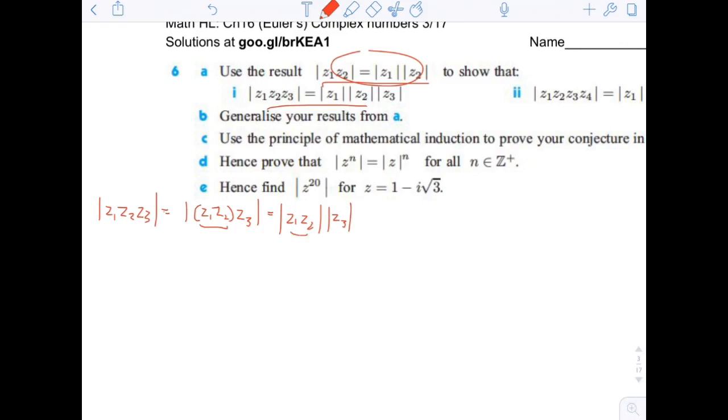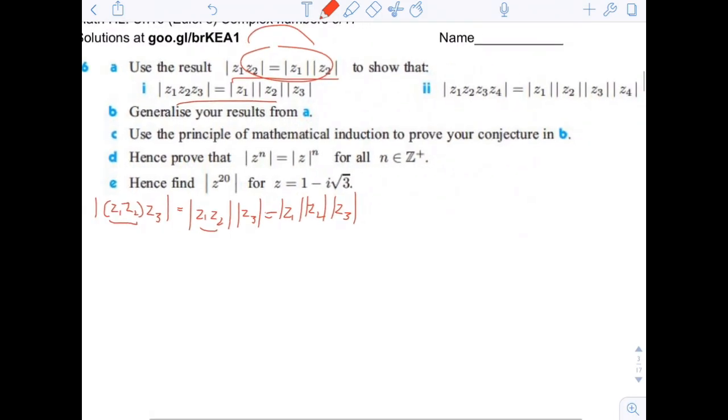Now that I have this, I can go back and use this, right? And now I know that the modulus of z1 z2 is equal to the modulus of z1 times the modulus of z2, times the modulus of z3. So there you go. Now let's do it for 4. It's going to be similar.